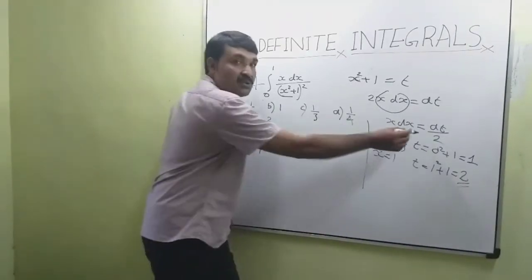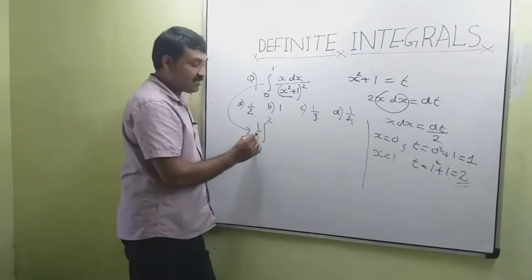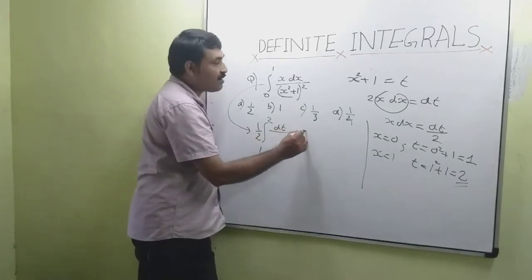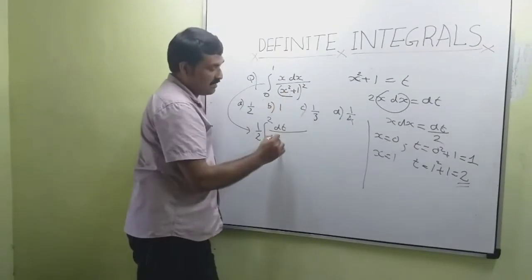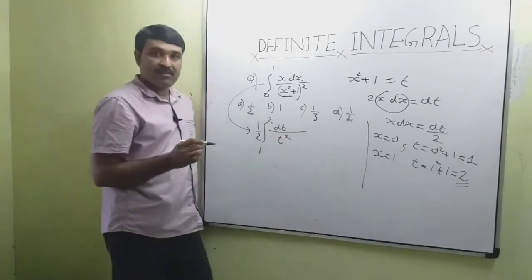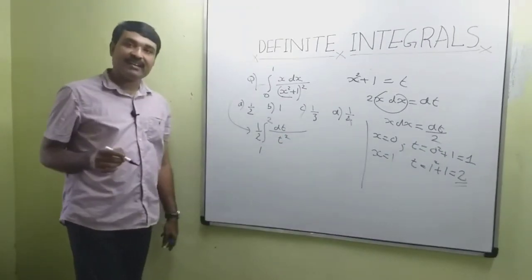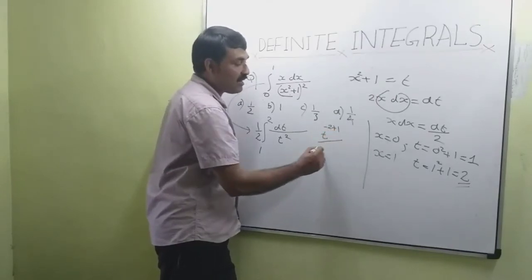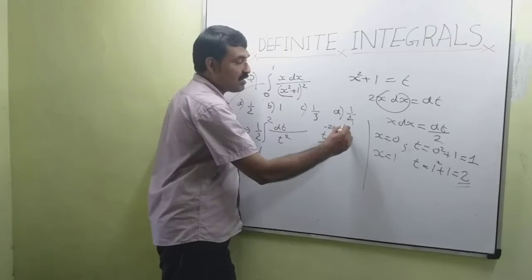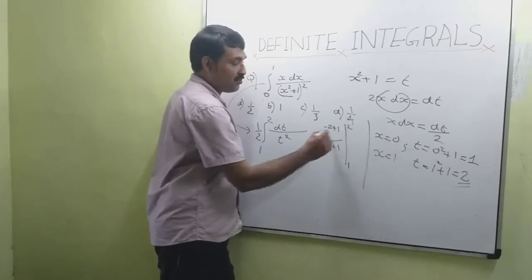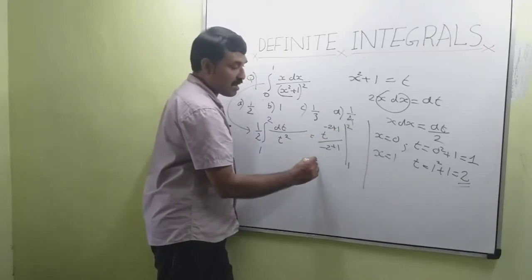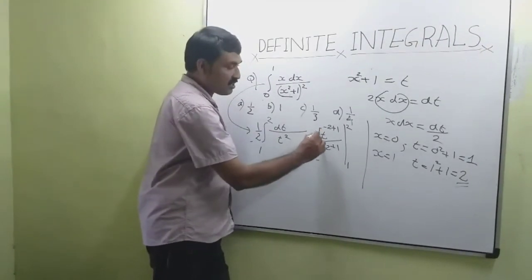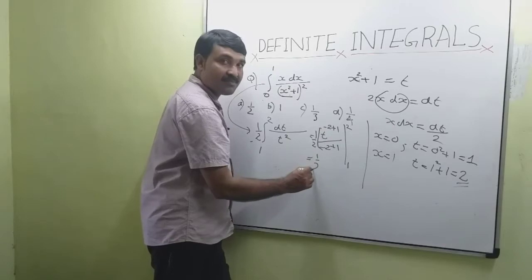I am taking this 2 outside of the integration since that is a constant. Dt divided by x square plus 1 becomes t square. Okay, now this is our integration. t raised to minus 2 plus 1 divided by minus 2 plus 1. Apply the limit 1 to 2. So this is equal to minus, here we have a 1 by 2 already outside of the integration. That is the constant I just put here.